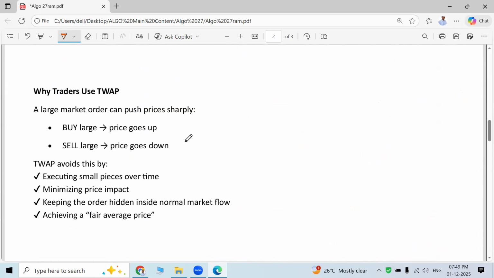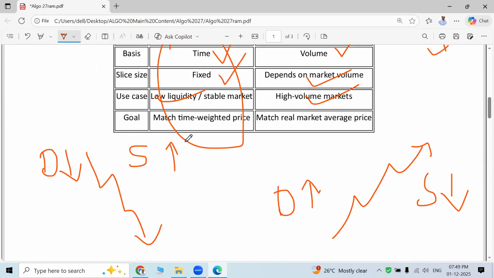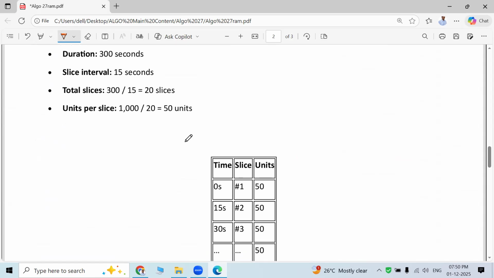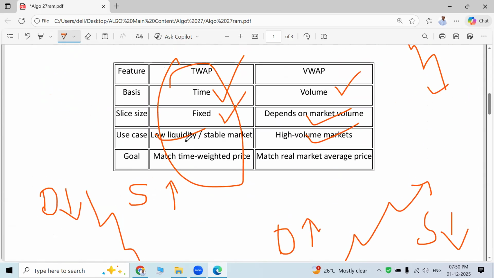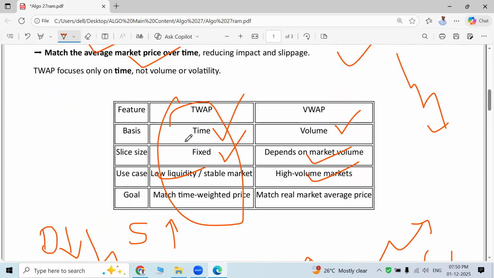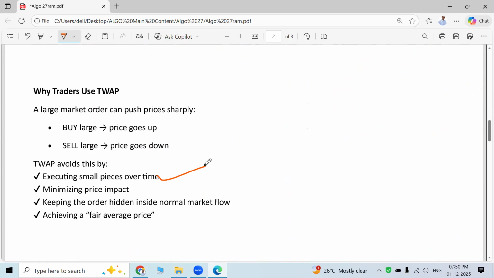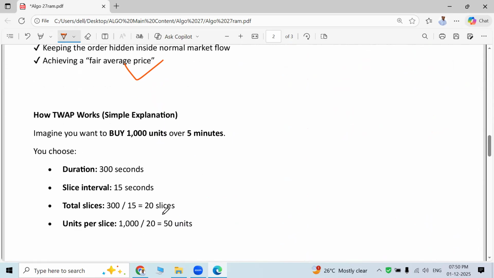Once we start the TWAP, it can be of a different type, like the basic version, randomized version, aggressive version, or adaptive version. Small quantities are executed over time, with minimum price impact and a fair price, which is a major advantage of TWAP. Now, let me show you how it works.